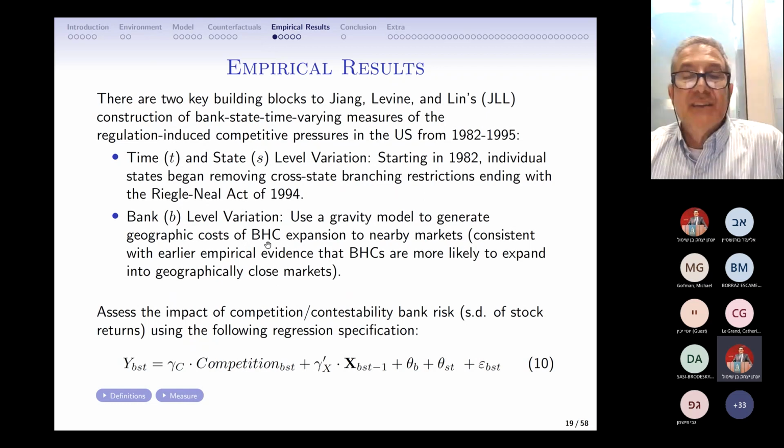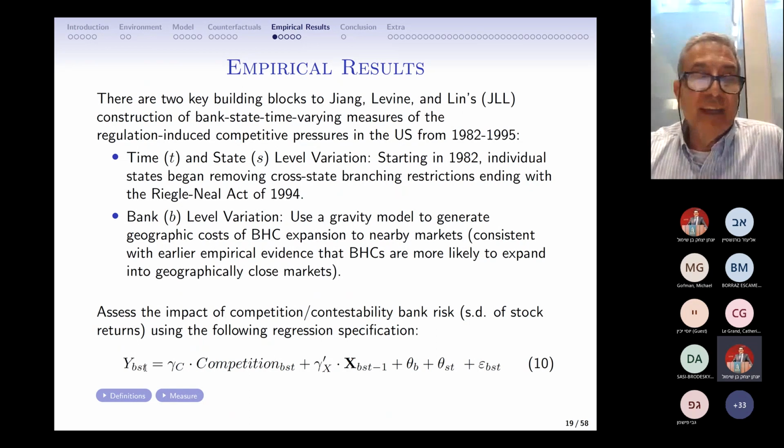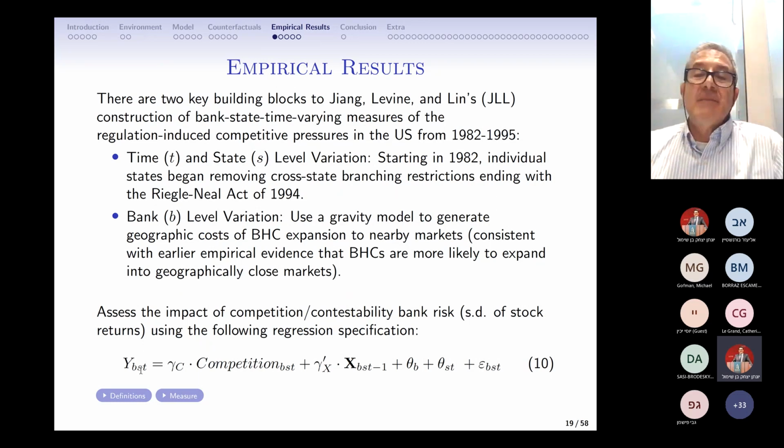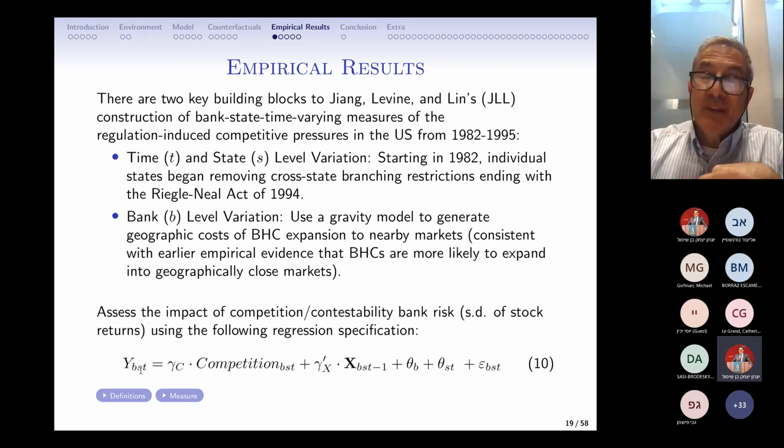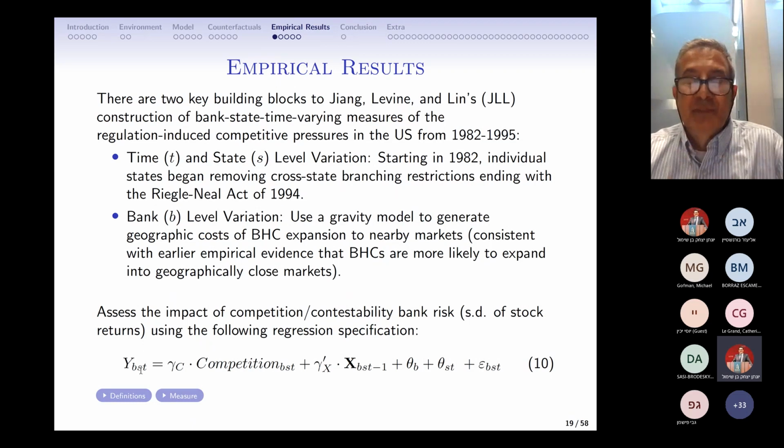So he uses that to generate not only state and time variation, but actually bank-specific variation, which means a lot bigger data set, more variability to try to identify some of the effects that we're talking about.